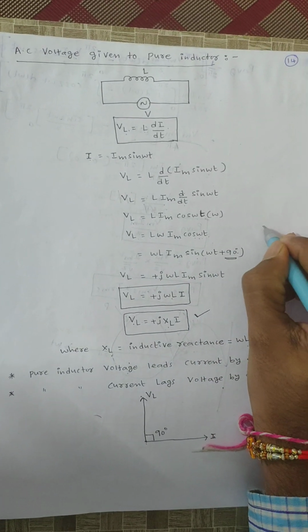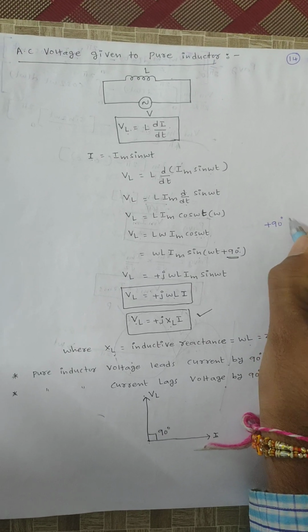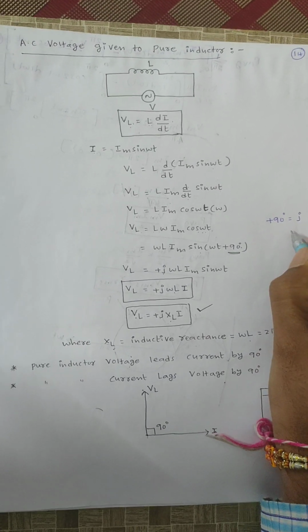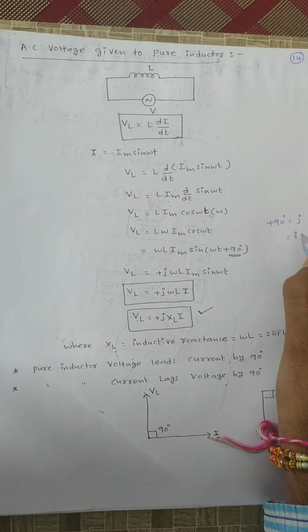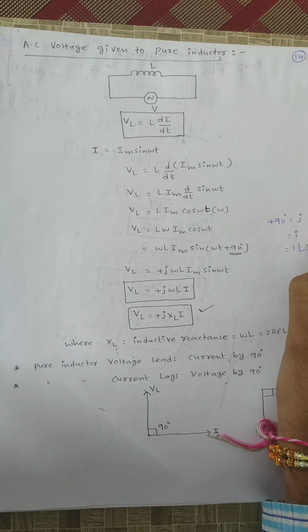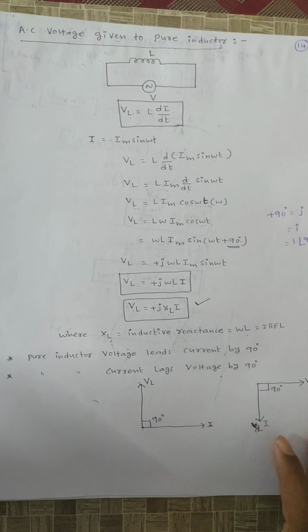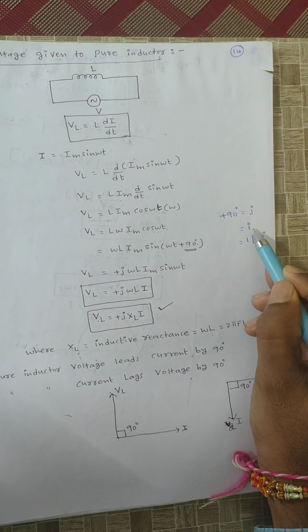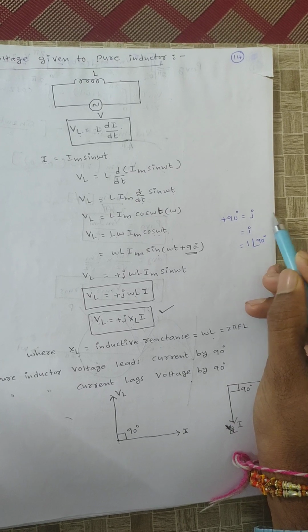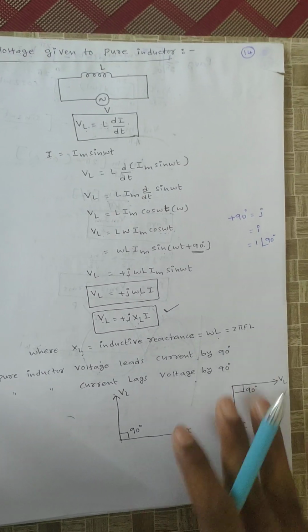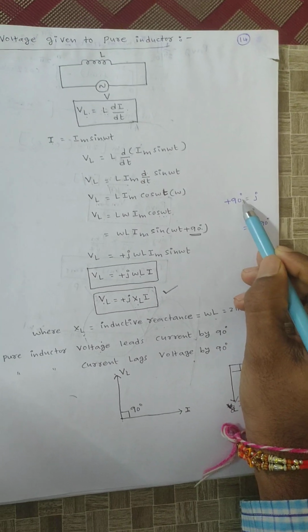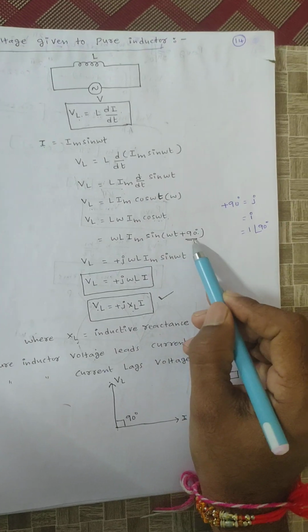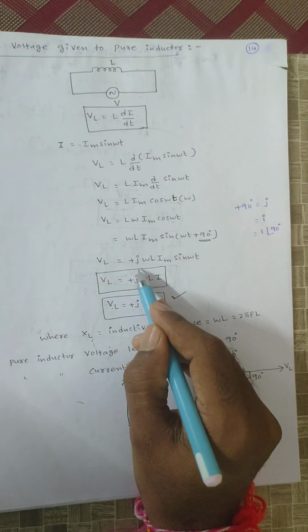This plus 90 degrees is represented by the J operator. In mathematics we have an i operator that indicates 1 at an angle of 90 degrees, but in electrical terminology i is already used for current. For that purpose this i operator is represented by j in electrical circuits. This j operator indicates 1 at an angle of 90 degrees. That means this 90 degrees is represented by the plus j operator.